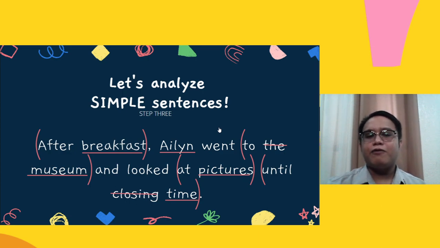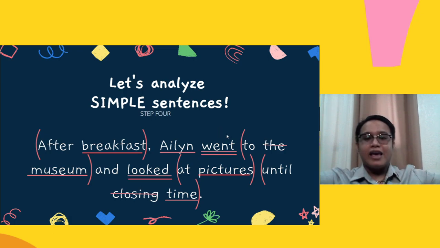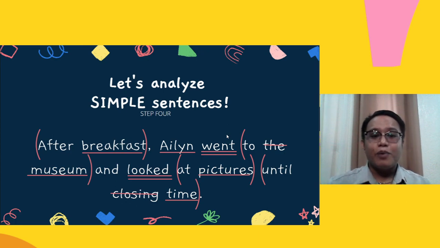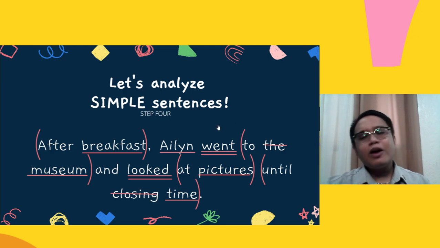Last, step number 4, underline twice all the verbs. What are our verbs in this sentence? Very easy. Our verbs in this sentence are went and looked. So, it will look like this. And finally, that is our analysis of a simple sentence. Okay? Now, napagilaing simple sentence.